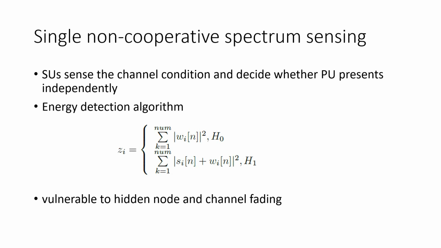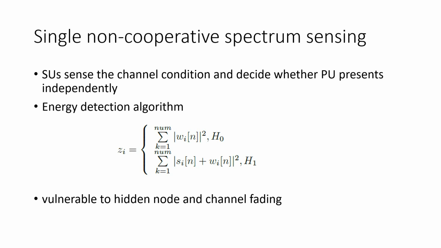And single non-cooperative spectrum sensing means that the secondary user senses the channel condition and decides whether the primary user is present independently. Here we will introduce one algorithm for spectrum sensing, that is the energy detection algorithm. This means the secondary user decides whether the primary user is in the channel according to the signal energy they sensed.